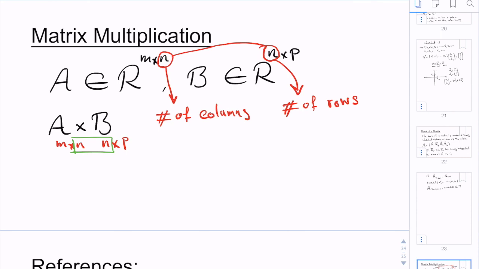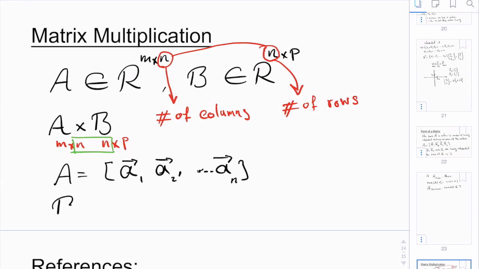Another way, we can also look at matrix multiplication in a vectorized form. So if you have A, then I define A as vector A1, then A2, and this goes all the way to An. These are the columns. How many columns? I have n columns, right?